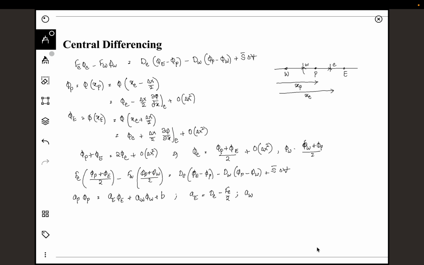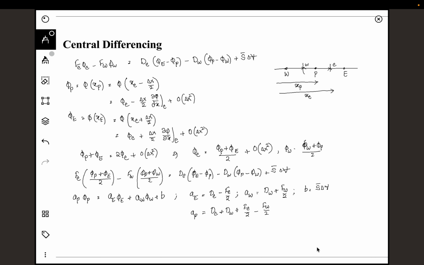Similarly, A west is going to have DW plus FW by 2. The source term will get added to the B term, and then we have AP, which is all these coefficients taken together. So DE plus DW plus FE by 2 minus FW by 2.